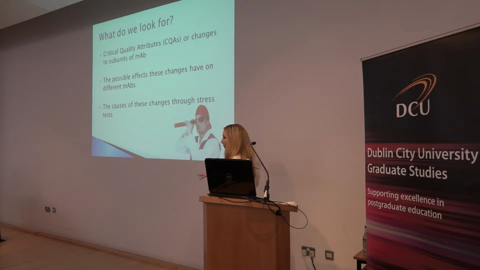So what we look for in them are critical quality attributes, and these are known subunits of the mAb. Sometimes they can have good or bad effects, and what we're going to do is observe these effects to see how they affect the antibody's function, but also the causes of them through numerous stress tests.